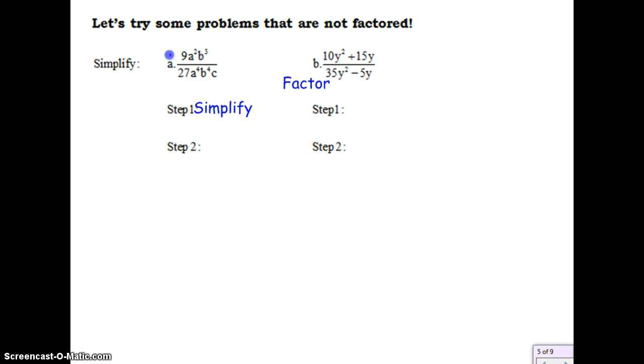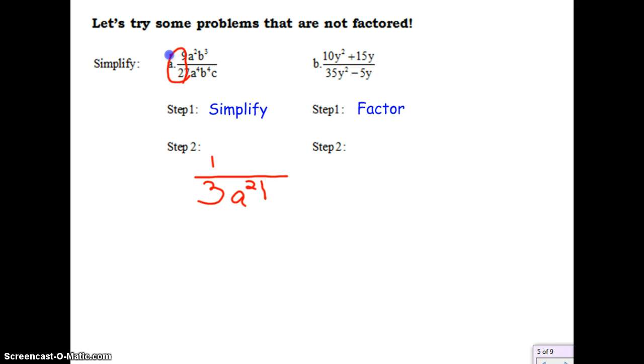Okay? So 9a squared and b cubed, I would like to just simplify it. So this is just like the last unit that we finished. I'm going to look at the 9 and the 27. 9 divided by 27, that reduces down to 1 over 3. Then I look at the a's. I have a squared divided by a to the 4th, so that leaves me with a squared in the denominator. I have b cubed divided by b to the 4th, so that leaves me with b in the denominator.